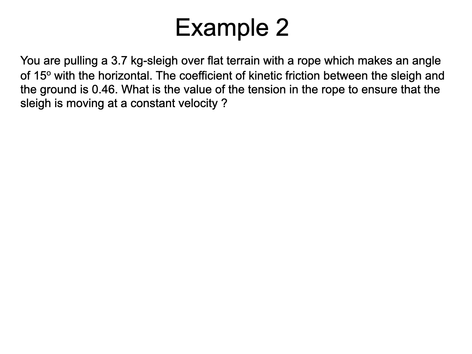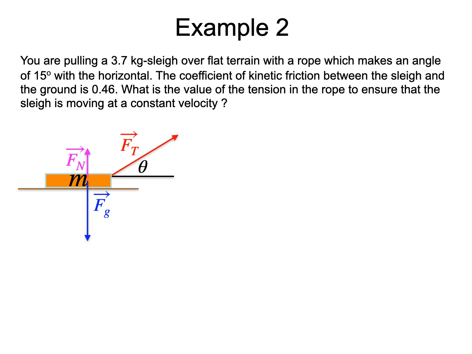As usual, let us start with a free body diagram. Here is the flat horizontal ground and the sleigh of mass m. It is being pulled by a rope, making an angle theta with the horizontal. The force of gravity is exerted on the sleigh, as well as a normal force perpendicular to the surfaces touching.